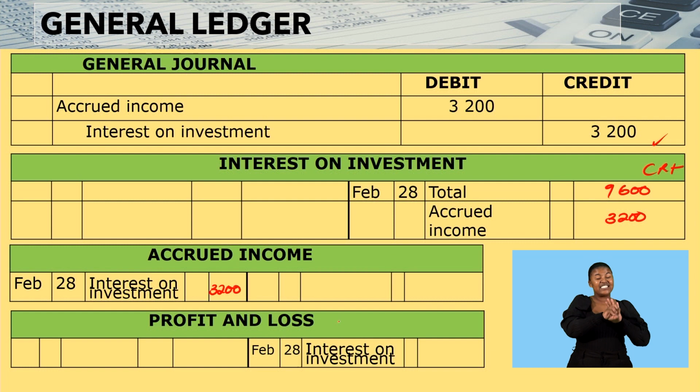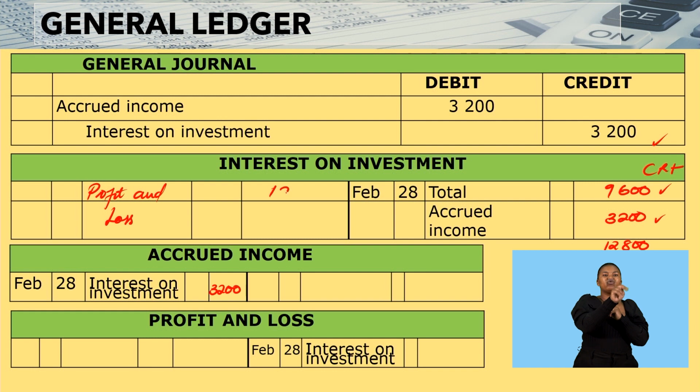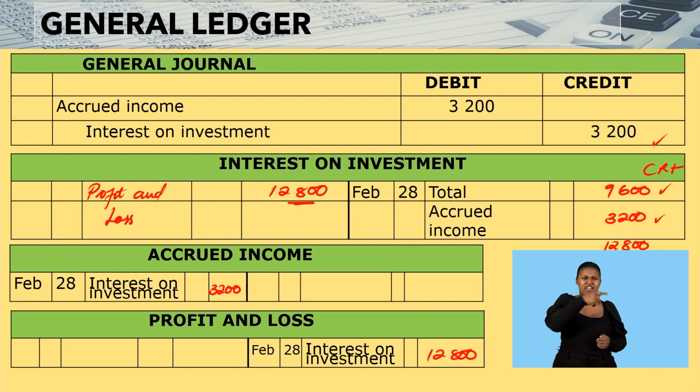When we come to the profit and loss, first we have to close our interest on investment account. So we need the total here. So we're going to add 9.6 and 3.2. That will give you 12,800. I'll therefore come to my debit side, then I'll say profit and loss. I'm closing it off to the profit and loss. And on the profit and loss, you now say 12,800. Remember, we're closing it off to our profit and loss account. That means the same 12.8 is what we then find in our profit and loss as 12,800 over here.